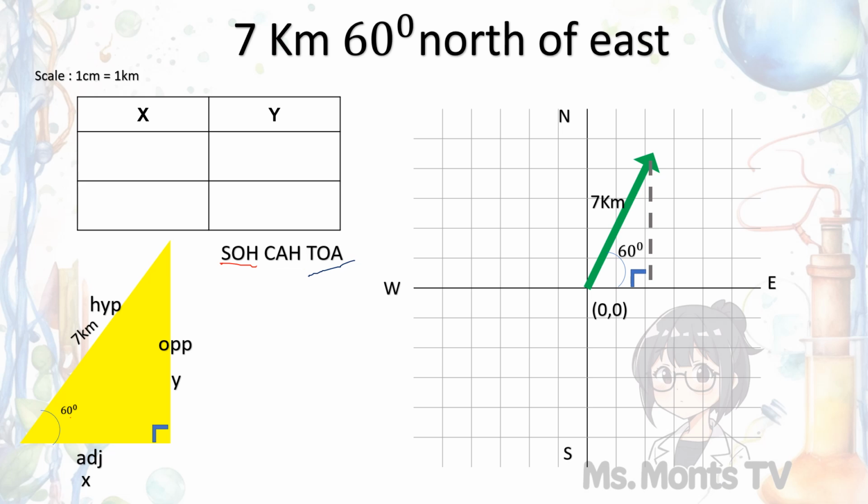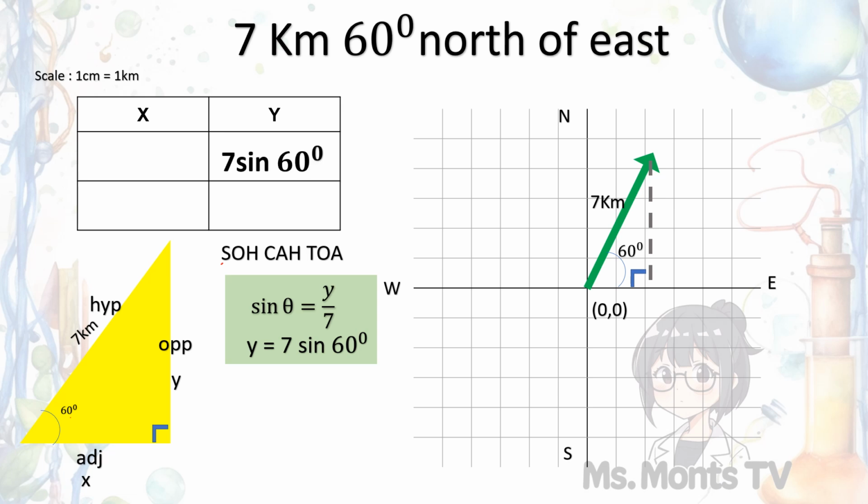You can start with x or y. Let's start with y. So y is the opposite. Sine is opposite, which is y, over the hypotenuse 7. So y equals 7 sine 60, positive because it is going to the north.